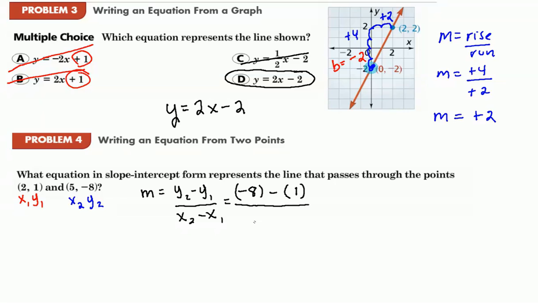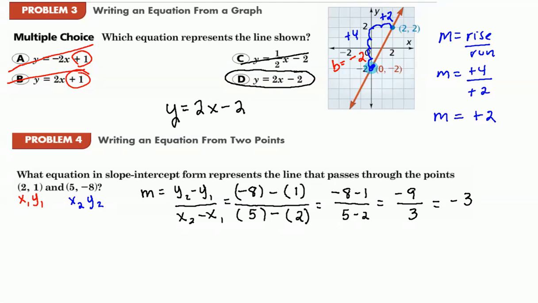We're going to divide all that by x2. x2 is 5 minus the value of x1. x1 is 2. So we're going to reduce this here. We have negative 8 minus 1, because nothing changes on the 1 here, so it's a minus 1. And 5 minus 2. All right, so now we're going to have negative 8 and negative 1 is a negative 9, over 5 minus 2, well, that's a 3. Now we can simplify this, and this is going to give us a value of negative 3. So our slope turns out to be negative 3.